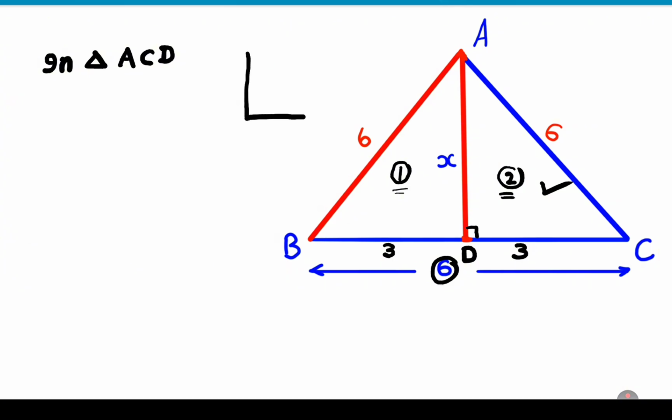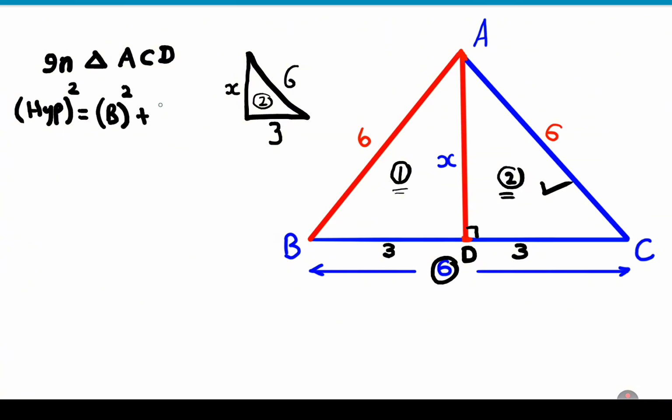It is a perpendicular bisector. It is 3. This is 6. And here is x that we have to find. So it can be solved according to the Pythagorean theorem, which is hypotenuse squared will be equal to base squared plus perpendicular squared.